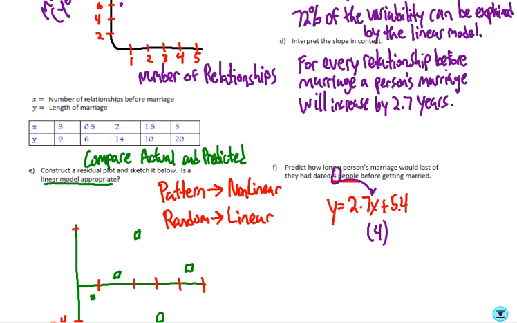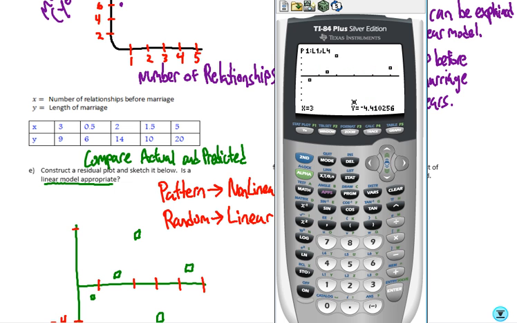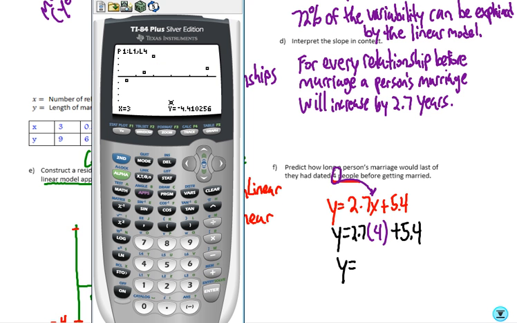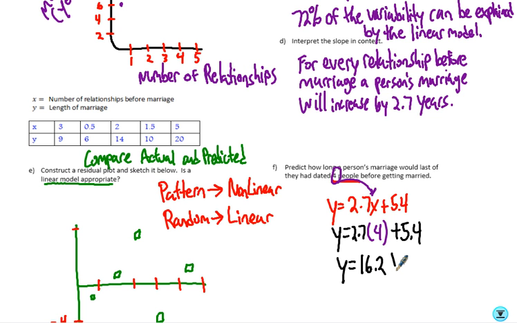So let's say y equals 2.7 times 4 plus 5.4. And I could just throw all that in the calculator. So let's say 2.7 times 4 plus 5.4, and that gives me 16.2. So we could say approximately 16.2 years.